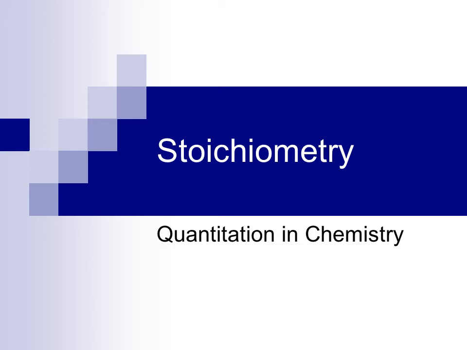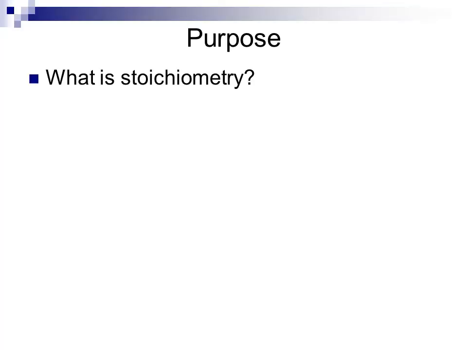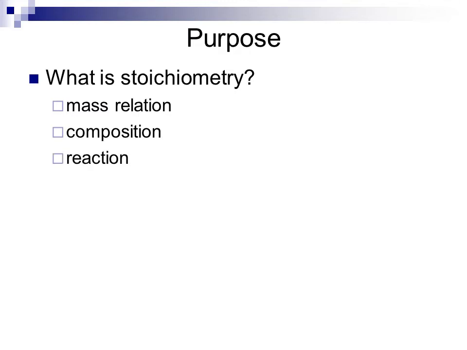Stoichiometry is a means of quantifying things in chemistry. What is stoichiometry? Stoichiometry is a mass relationship between different things, either between different elements in a compound or between different compounds in a chemical reaction. We have composition stoichiometry and reaction stoichiometry.